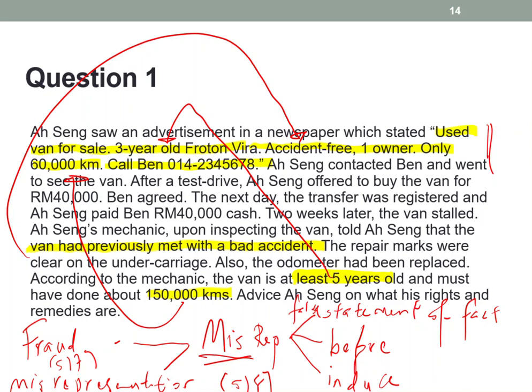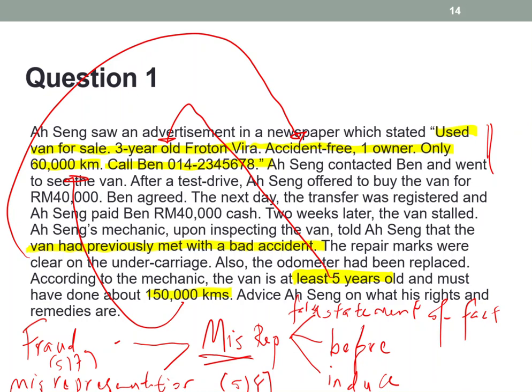Is it fraud or is it misread? Fraud. Why is it fraud? Why do you think it's fraud? Now, one way to know that it is fraud is, in the advertisement, it is stated that he is the only owner. Okay, this van only has one owner, i.e. Ben. Ben is the only owner.